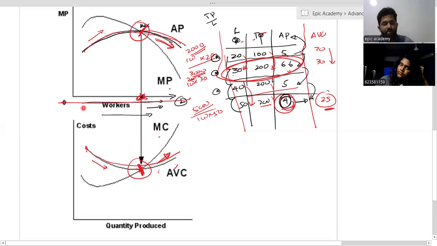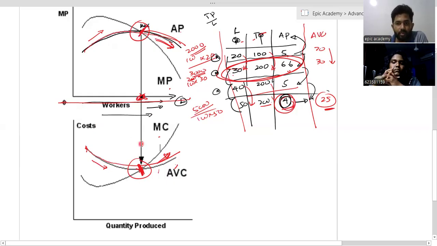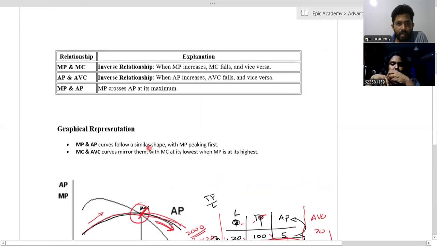So it will be very useful to identify the behavior of the organization in the near future when we are going to discuss the behavior of the perfectly competitive market and monopoly. It will be very useful. Okay, so that is how we develop the relationship between MP and MC, marginal product and marginal cost. Inverse relationship.